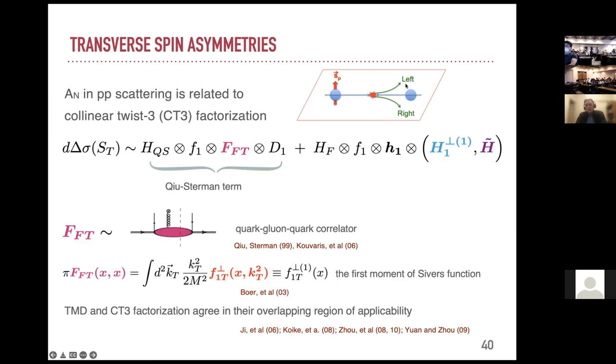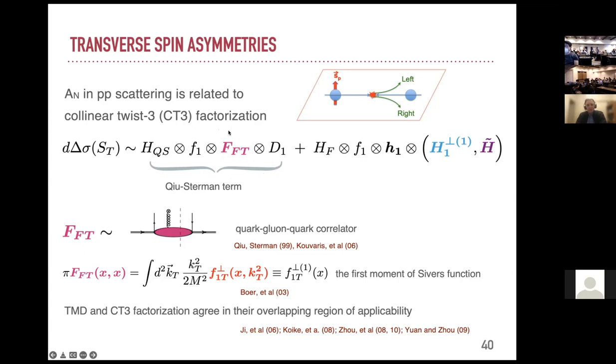Now, here, there is only one scale present, which is the transverse momentum of the hadron produced. And therefore, some different explanation should be used. And this explanation is the so-called twist-three factorization in collinear QCD. So imagine that you have a possibility of scattering not from just one parton, but from a couple of partons. And this would inevitably be a twist-three function. So now this twist-three function, in principle, can be spin-dependent.